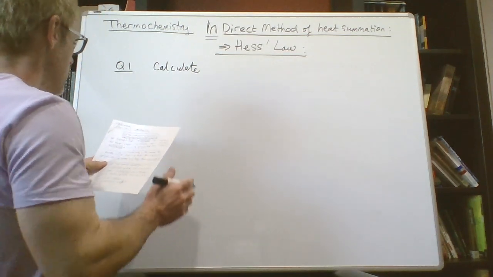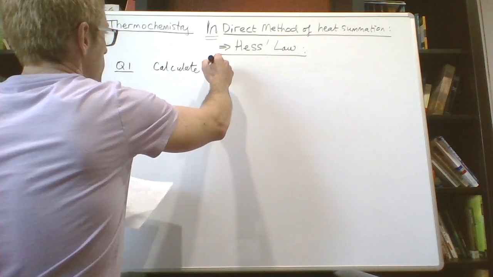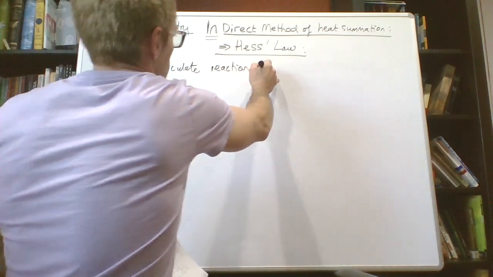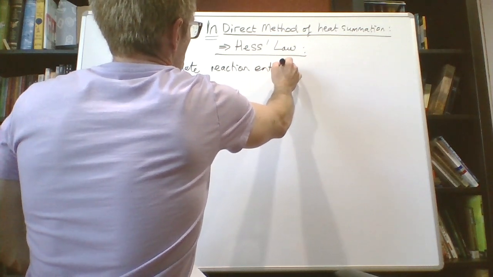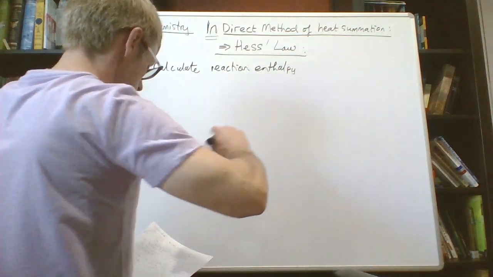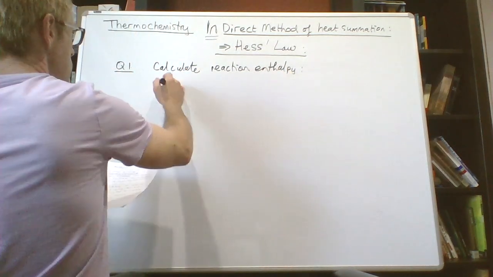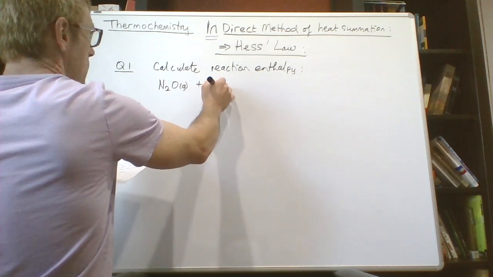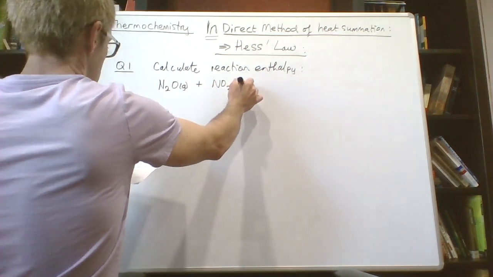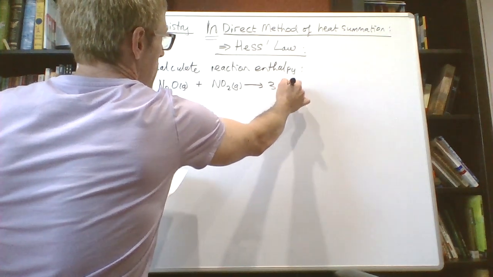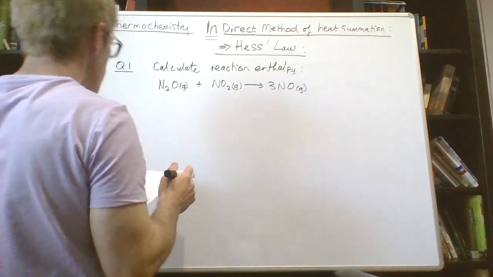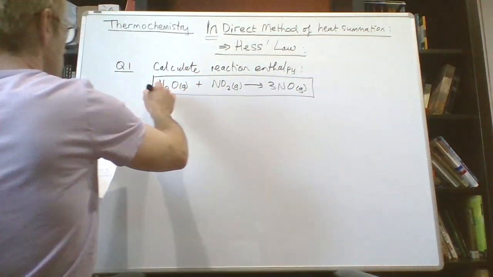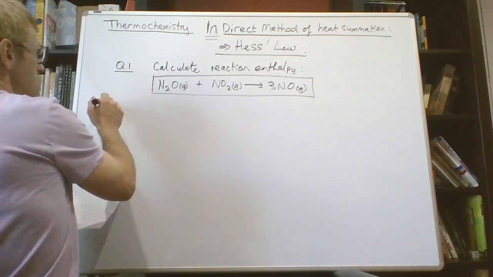Okay, so calculate the reaction enthalpy in the following reaction. So we've got N2O gas and NO2 gas to give 3NO gas. So that's our target equation. We're given some information.